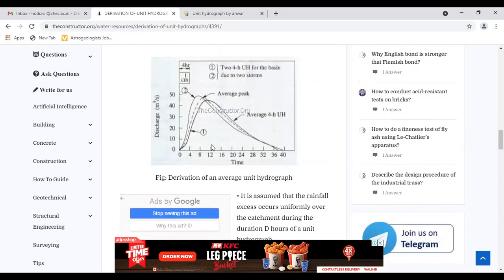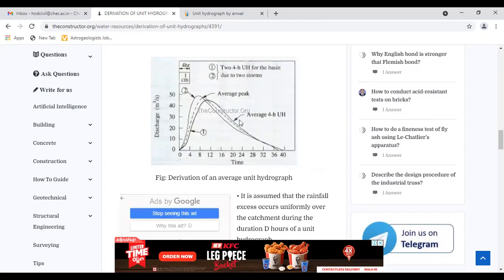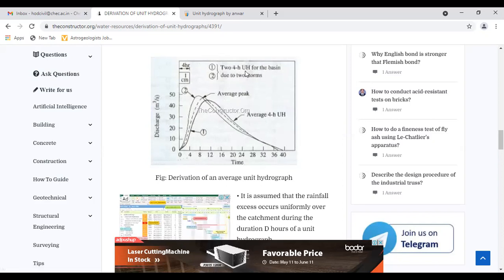creating the unit hydrograph. Here, guys, discharge in meters cube per second is taken on the y-axis and time is taken on the x-axis. Here is the derivation of an average unit hydrograph from the figure, 1 centimeter and 4 hour. Here three graphs are there. One is the dark line, which indicates the average 4-hour hydrograph unit area, and the dotted line is the average peak. The second is the 4 hours in 1 centimeter, equal to 4-hour unit hydrograph for the basin due to two storms.